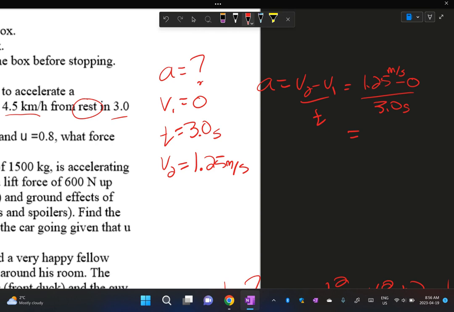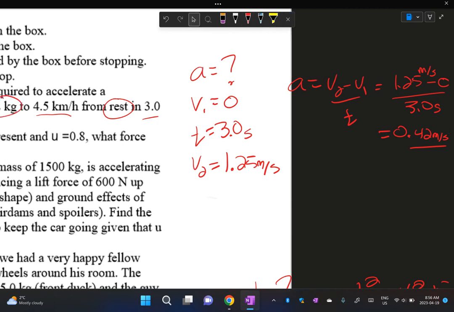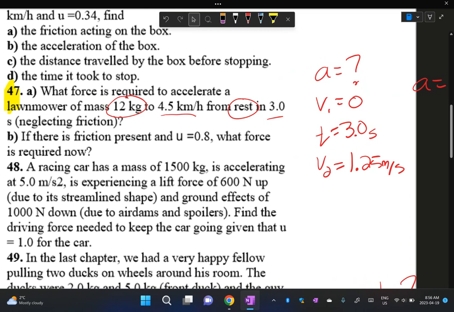Is that all I had to do? 1.25 divided by 3? Looks like that's all it was. So I got 0.42 meters per second squared. That's rounded, so my answer could end up being slightly off of what's listed below, but we will see.